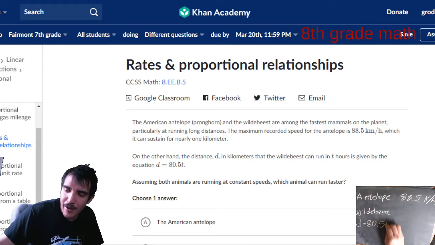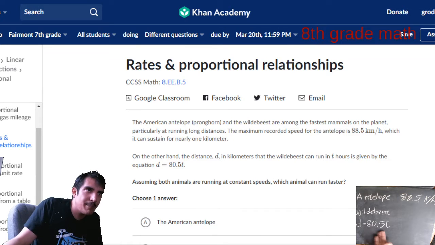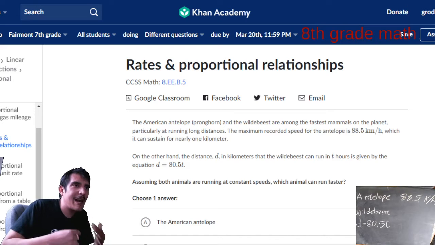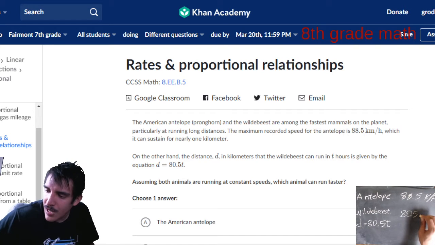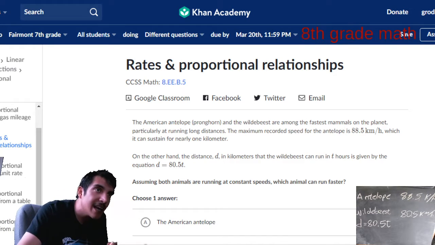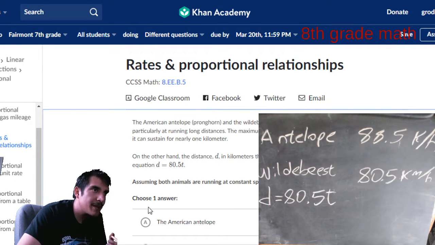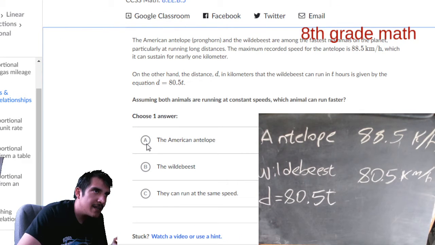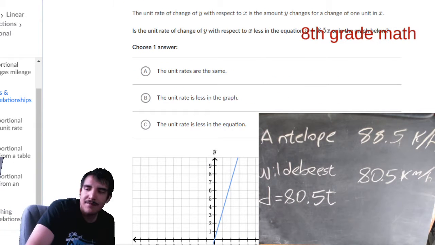Now, what does that 80.5 mean? Hopefully you remember before we left, when we came up with speeds, when we came up with equations, that right there, that 80.5, that represents the speed or the rate of the wildebeest. So the speed of the wildebeest is 80.5 km/h. So who has the higher speed, the antelope or the wildebeest? To me, it looks like the antelope because it's got the bigger number, okay? But yeah, so that's what we're comparing is speeds. We compared speeds. The American antelope is faster. Cool.